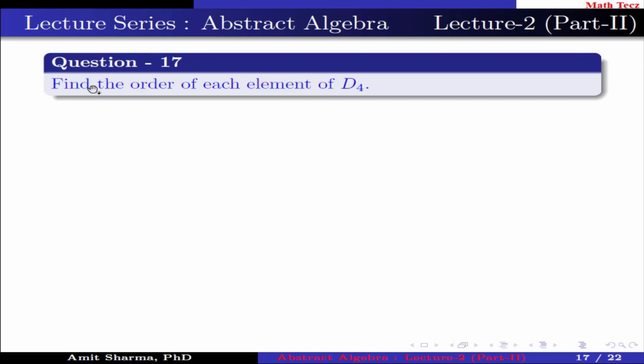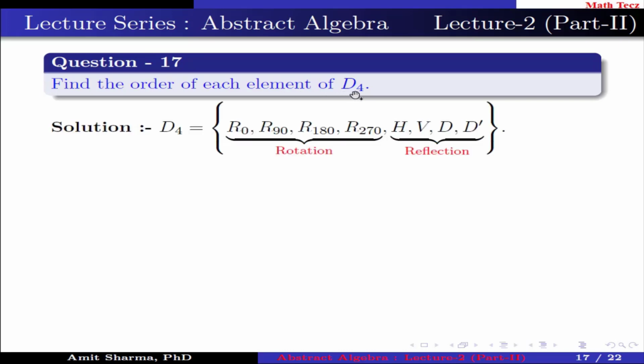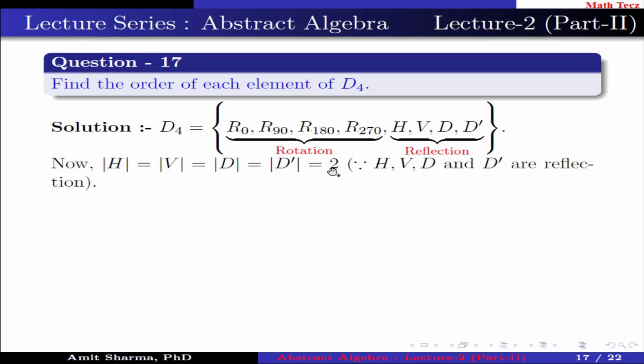Question number 17. Find the order of each element of D4. We know that D4 contains the elements R0, R90, R180, R270 known as rotations, H, V, D, D dash known as reflections. Now order of H equal to order of V equal to order of D equal to order of D dash which is equal to 2 because H, V, D and D dash are reflections.